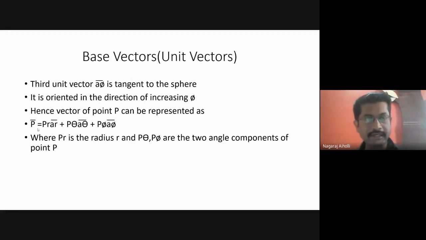PR is the radius here. P theta and P phi are the angle components of the unit vector in the spherical coordinate system.